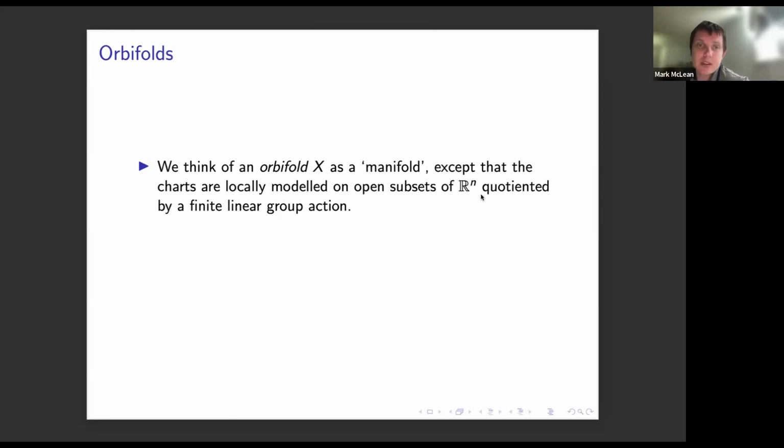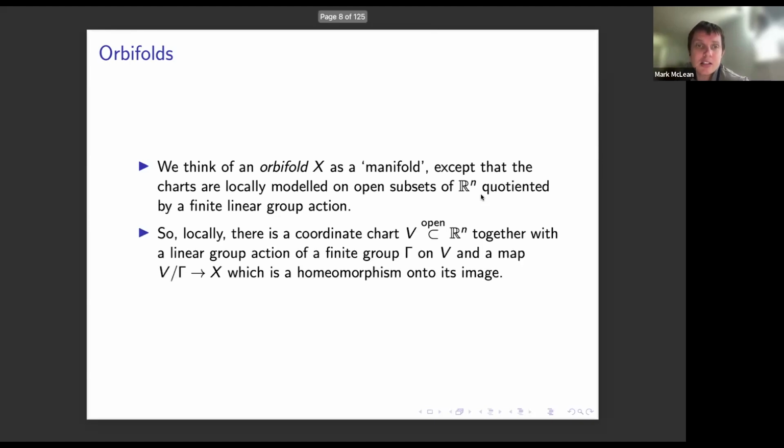Locally you have some coordinate chart, some open subset of R^n, and on this open subset with some coordinates you have a linear group action Gamma and a map from the coordinate chart mod Gamma to the orbifold. Now the definition is much more complicated than the definition of a manifold, and I don't want to go into the details of that.